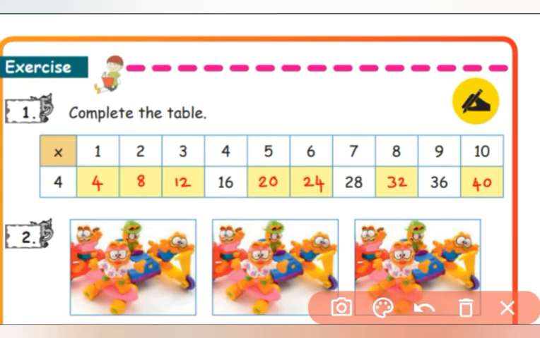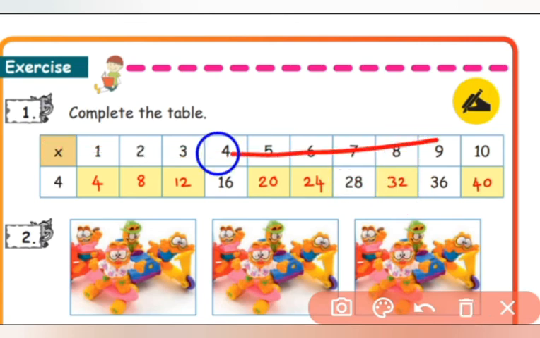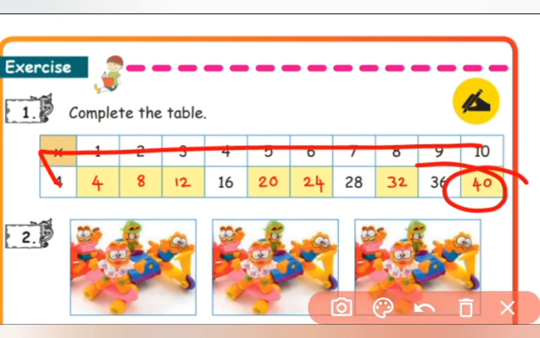See this exercise, complete the table. So, in the table you have to complete. 1 into 4 is equal to 4. 2 into 4 is equal to 8. 3 into 4 is equal to 12. 4 into 4 is equal to 16. 5 into 4 is equal to 20. 6 into 4 is equal to 24. 7 into 4 is equal to 28. 8 into 4 is equal to 32. 9 into 4 is equal to 36. 10 into 4 is equal to 40.